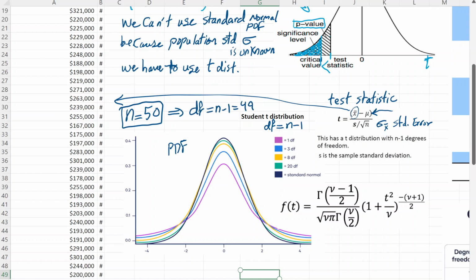And just as a reference, if you're curious about the mathematical formula behind the t distribution, all these colors, it is this formula.